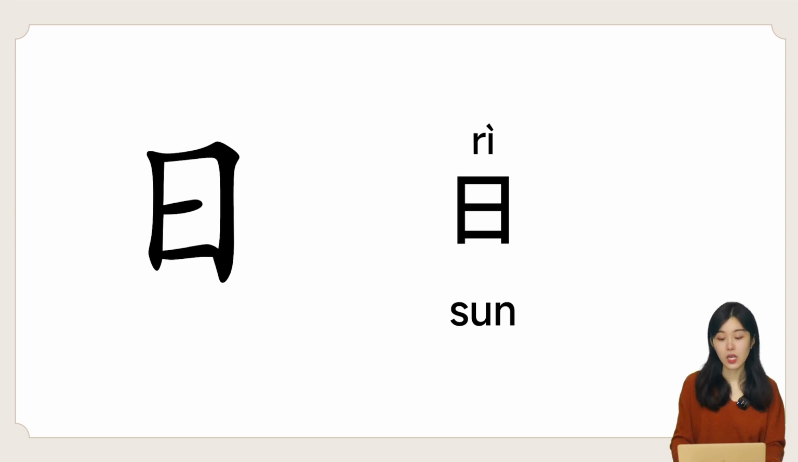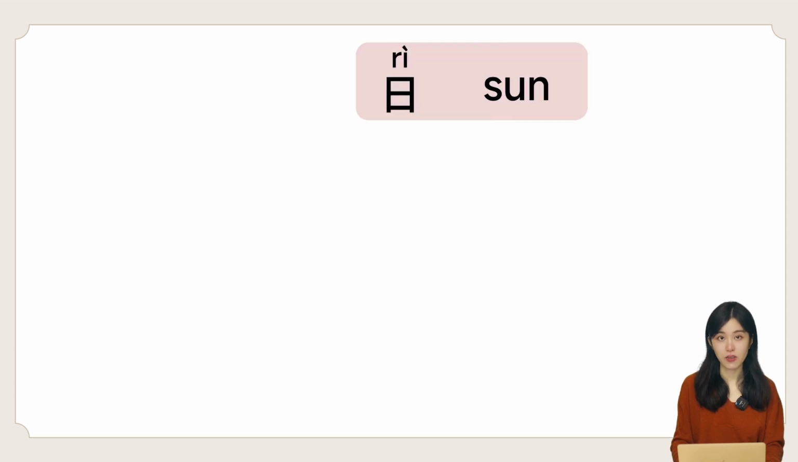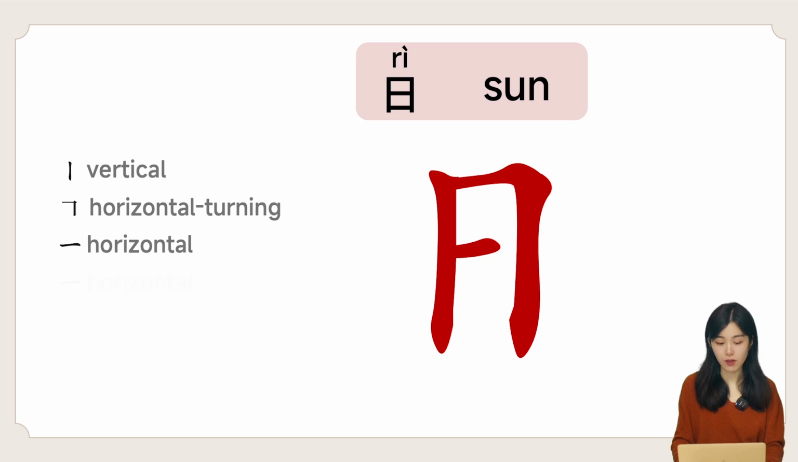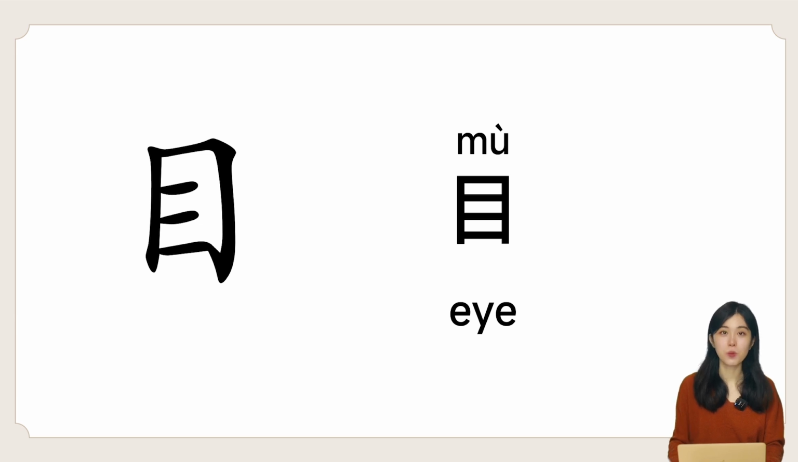日. 日 means sun. Now, see how to write it. We should write it from the outside to the inside. So first we write the vertical stroke on the left, then the horizontal turning, next the horizontal stroke, and finally the horizontal stroke. Easy, right? Next example character.